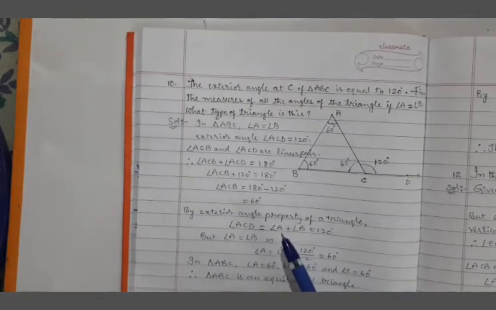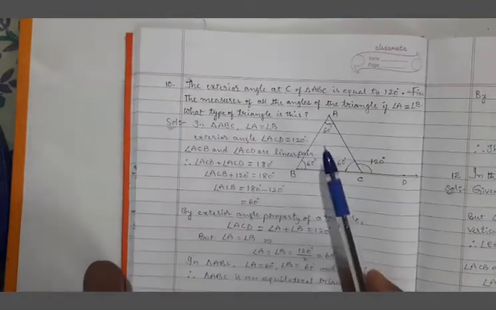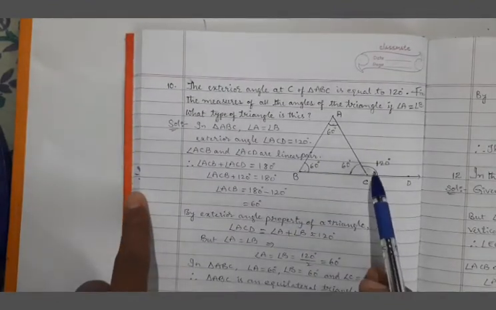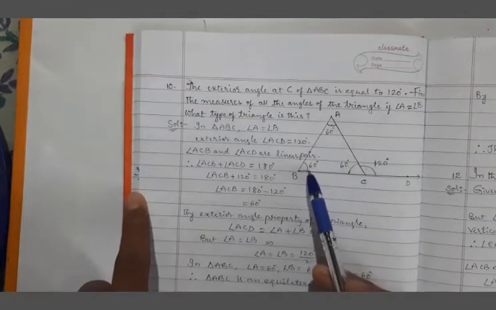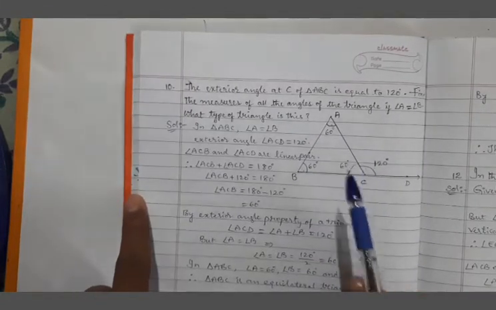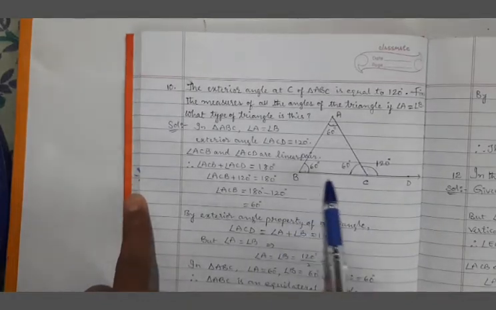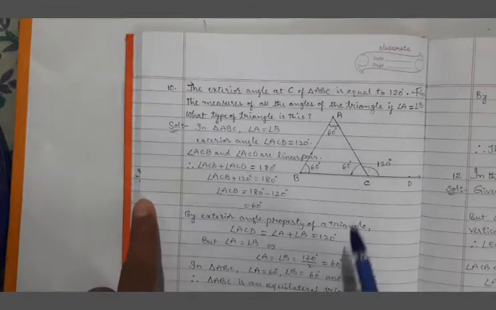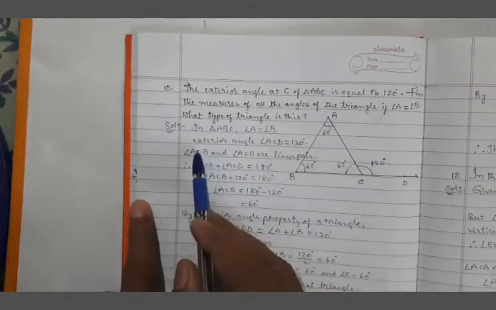At that time what we can do is, 120 we have to make equal to these two parts, 60 and 60. Then the third angle will come as 60. This is one way of solving. All the three angles are equal, so it is an equilateral triangle. Another way is also there, that I wrote here.